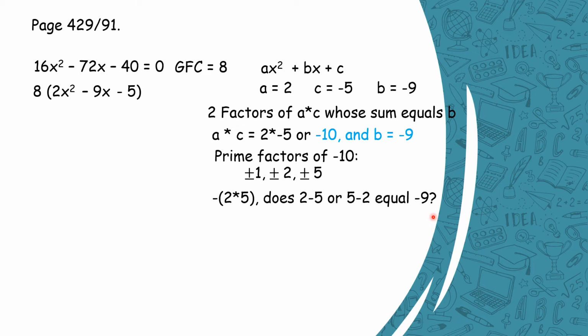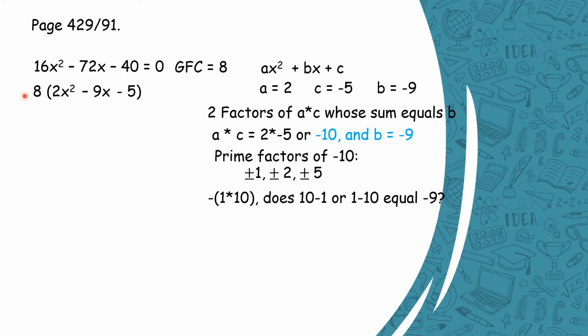In this situation, it does not satisfy the criteria. So we'll have to look for another combination of the factors. We can go with 1 times 10. Again, this negative can go with the number 1 or the number 10. And we ask, does 10 minus 1 or 1 minus 10 equal negative 9? It seems like this one, 1 minus 10, satisfies both criteria of being factors of negative 10 and equaling negative 9 when you sum them.